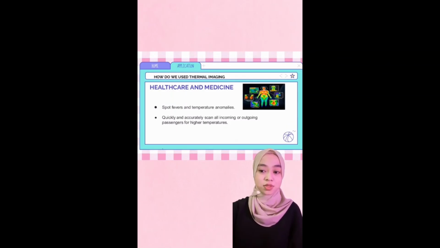Healthcare and medicine also have practical uses, such as to spot fevers and temperature anomalies. This has proven to be especially important in airports where these thermal imaging cameras can quickly and accurately scan all incoming or outgoing passengers for higher temperatures, which was crucial during recent outbreaks of COVID-19. Additionally, thermal images have been proven to help diagnose a range of disorders associated with the neck, back, and limbs, as well as circulatory problems.